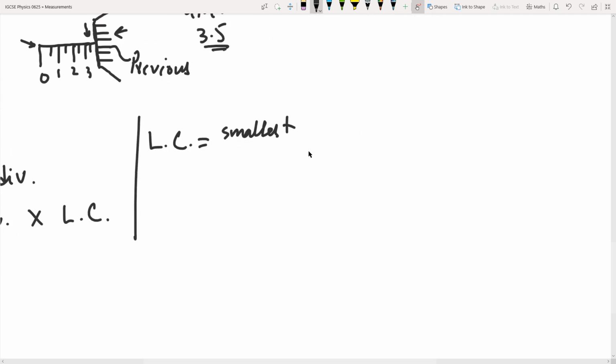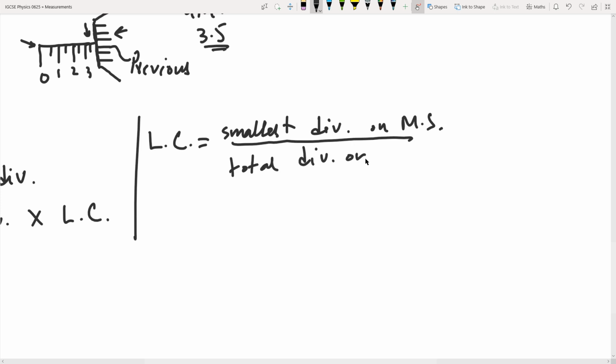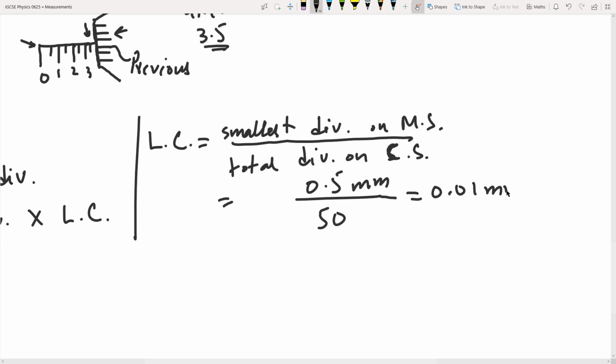Let me just scroll a little bit. Yeah, the smallest division on the main scale divided by the total divisions on the circular scale, right? And for the screw gauge that I chose, the smallest division was 0.5 of a millimeter, and the total number of divisions was 50. So that is going to give me 0.01 of a millimeter. So that's the smallest measurement which my instrument can make, right?